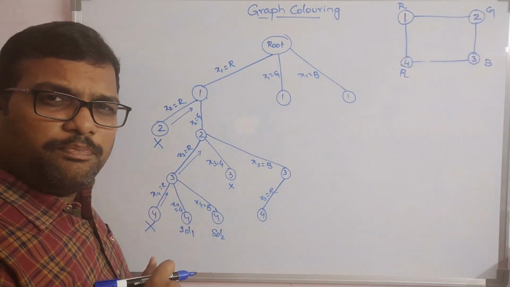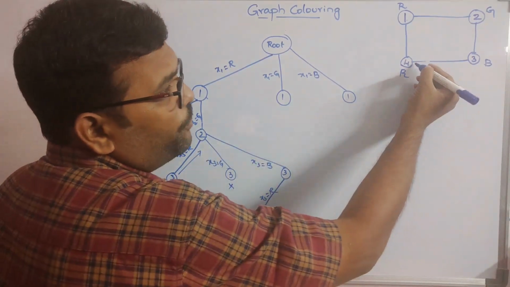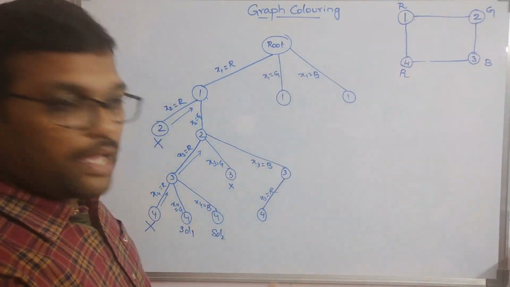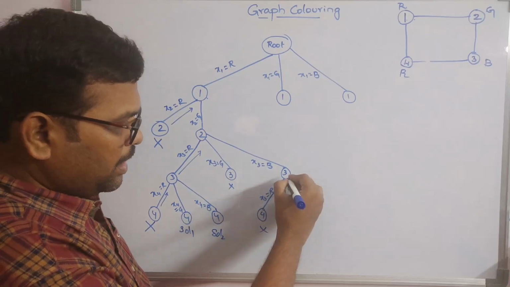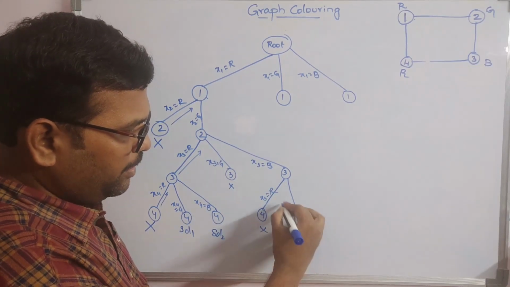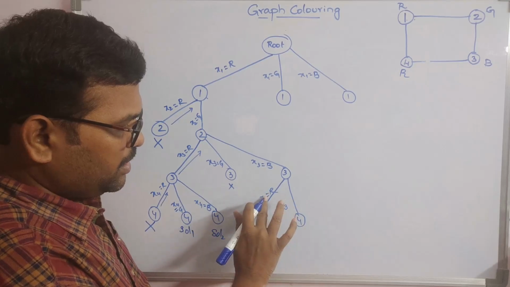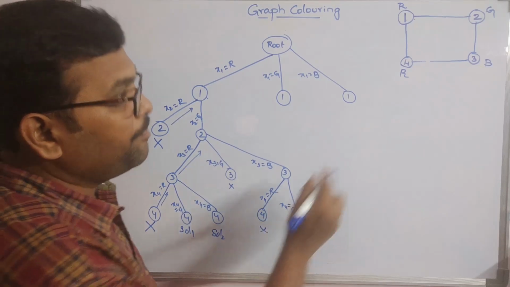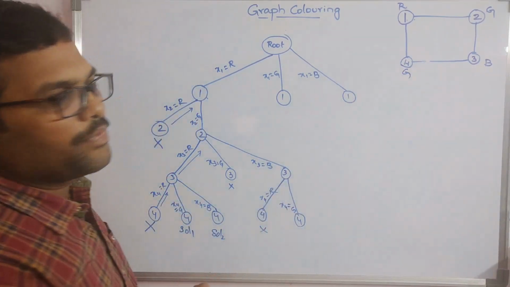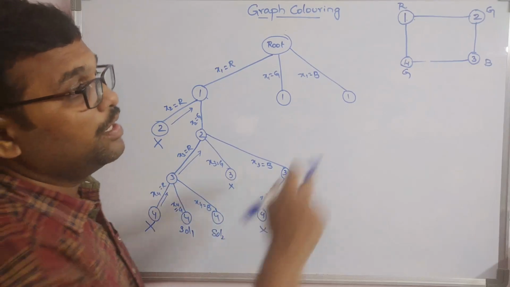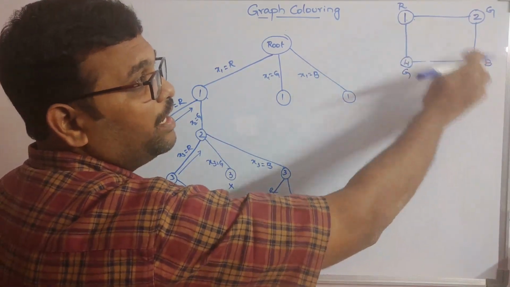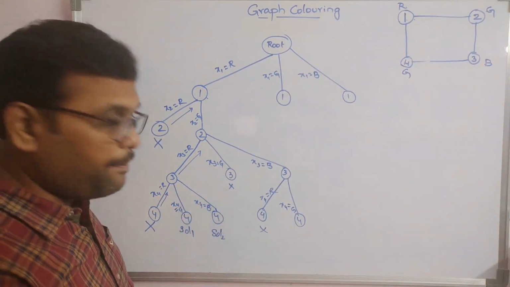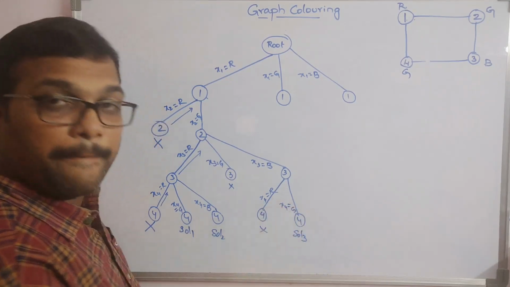So it may lead to a feasible solution. So 4 has adjacent regions 1 and 3. 1 is filled with R. So 4 should not be filled with R. So this is not feasible. Next possibility, 4 is filled with green. Let us take 4 is filled with green and check whether it is feasible. So 4 has the adjacent regions 1 and 3, and 1 is filled with R, 3 is filled with blue. So obviously 4 can be filled with green. There is no overlapping. Yes, this is the third solution.